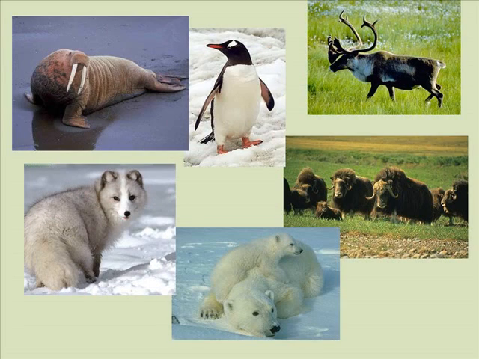And here are some of the animals that live in the tundra. Top left we have a walrus. Top middle we have a penguin. Top right we have a caribou, also called a reindeer. Below the reindeer we have the musk oxen. At the bottom center we have our polar bears, and at the bottom left we have our Arctic fox.